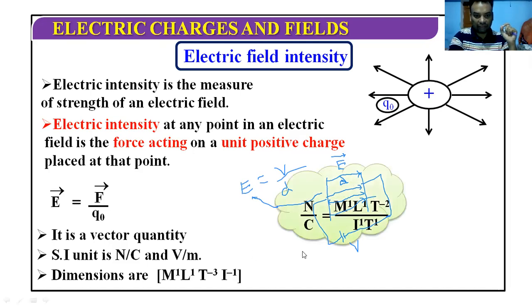we get M raised to the power 1, L raised to the power 1, T raised to the power minus 3, because this T raised to the power 1 in the denominator, when it goes to the numerator, becomes minus 3, and I raised to the power minus 1. So this is the dimensional formula of electric field.